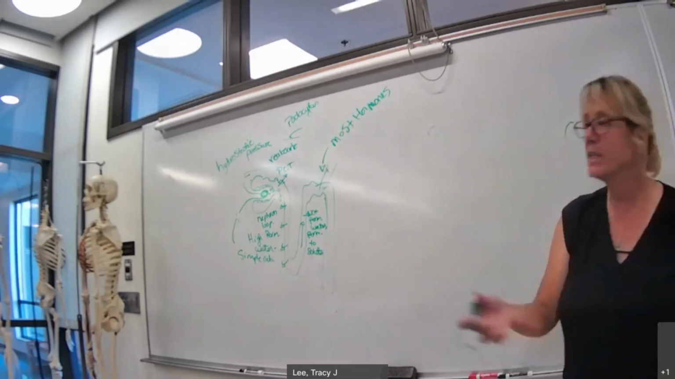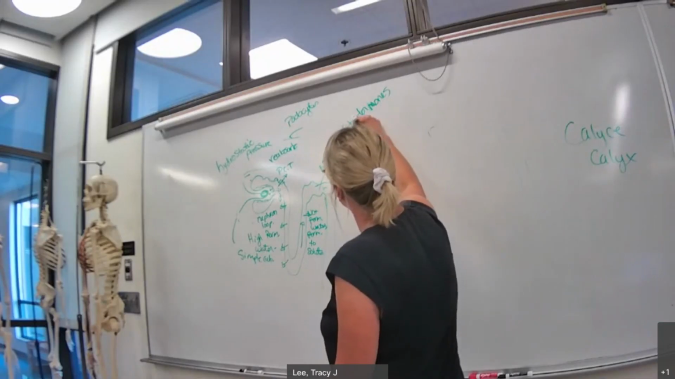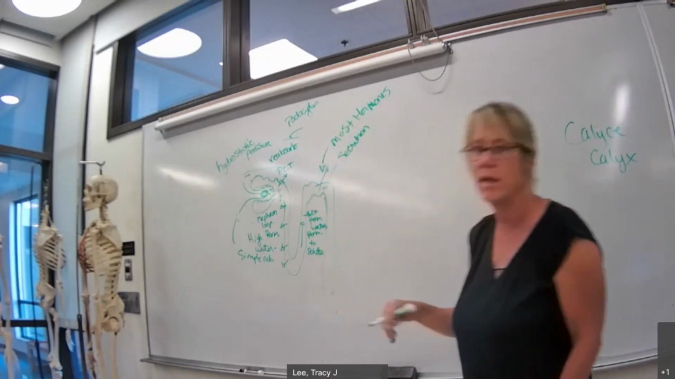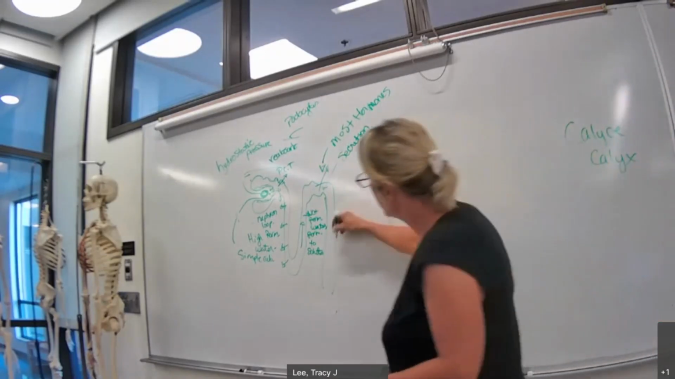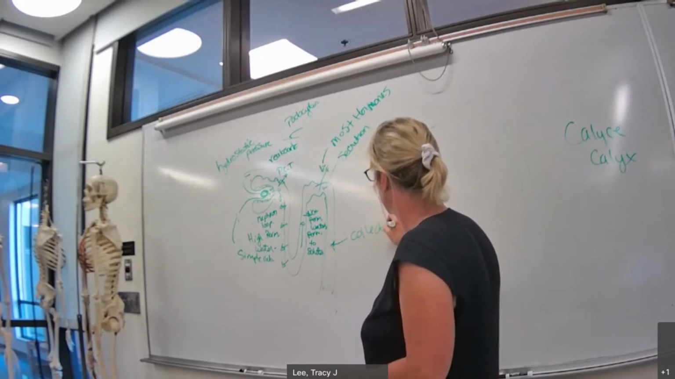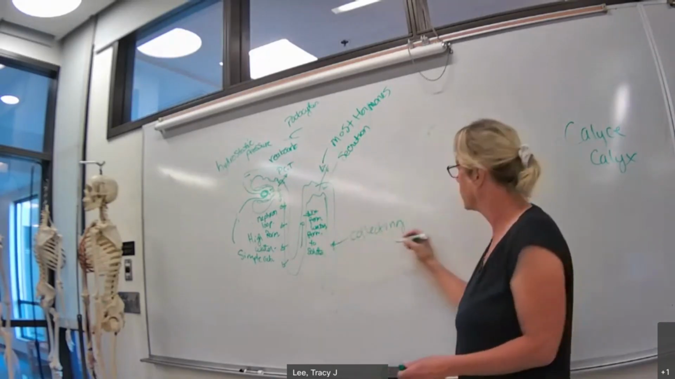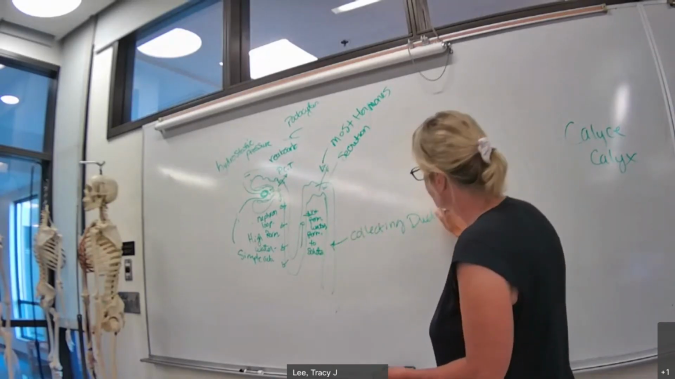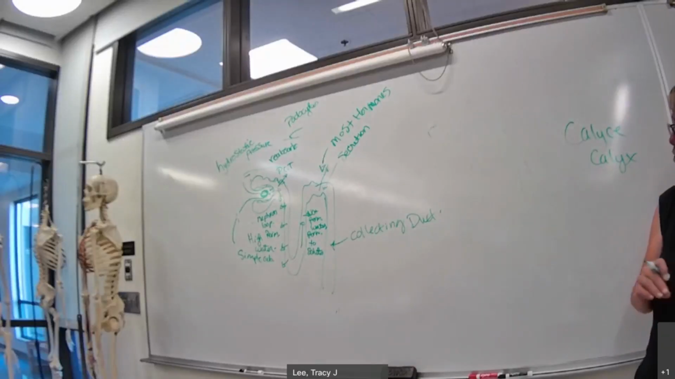If we put stuff into the nephron tubule, we're going to call it secretion. That's what secretion is, putting it in. If we're taking it out, we're going to call it reabsorption. Then it goes down into this part, which is my collecting duct. Usually you'll have a bunch of nephron tubules that feed into one collecting duct. All right, so that's the big gist of our nephron tubules.